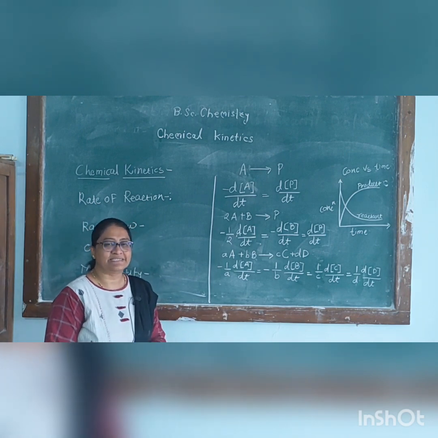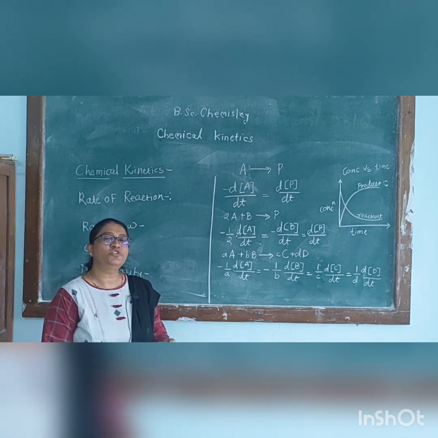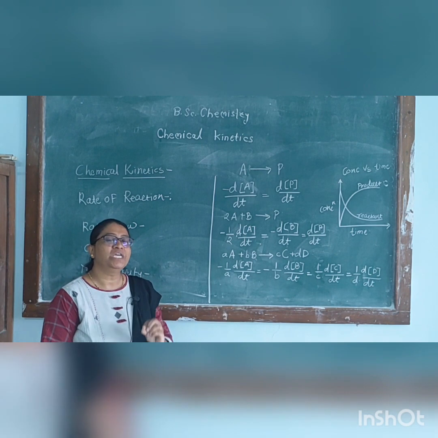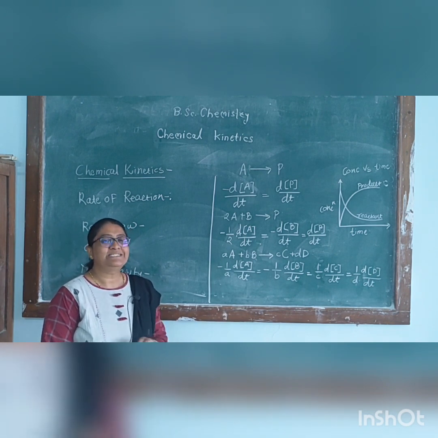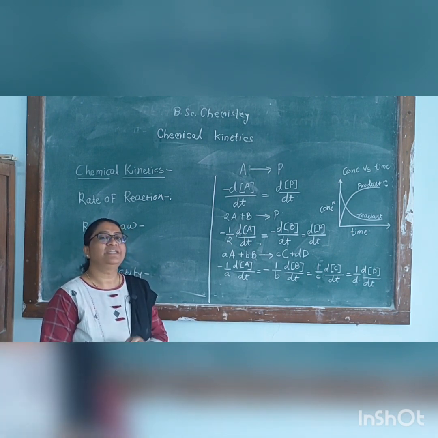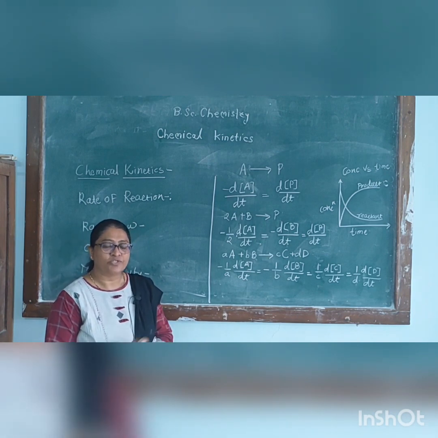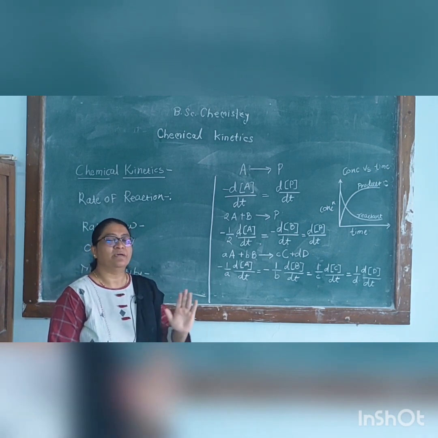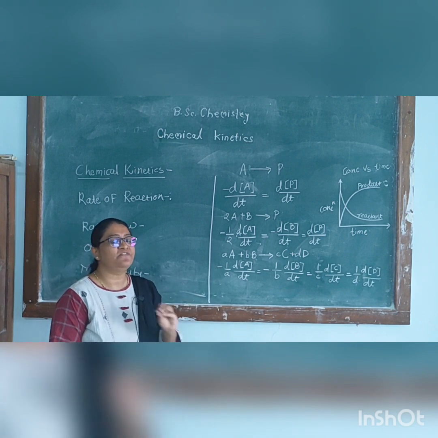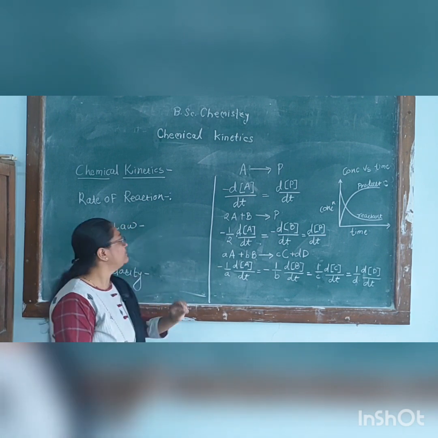Chemical kinetics is a branch of physical chemistry which involves deciding the rate of the reaction and the mechanism by which they take place. So, this is a branch of physical chemistry which studies specifically the rates of the reactions.